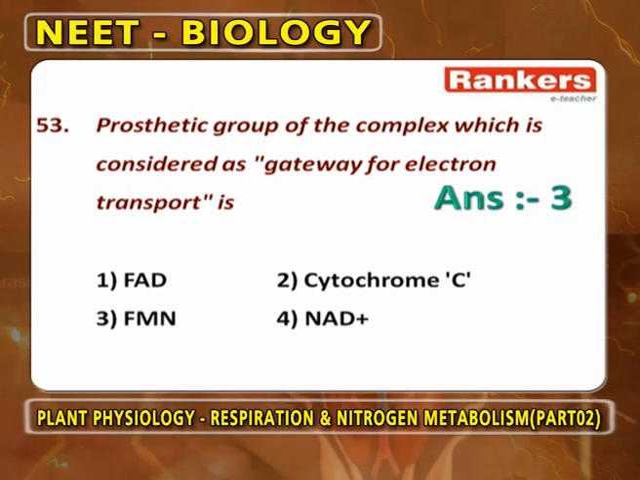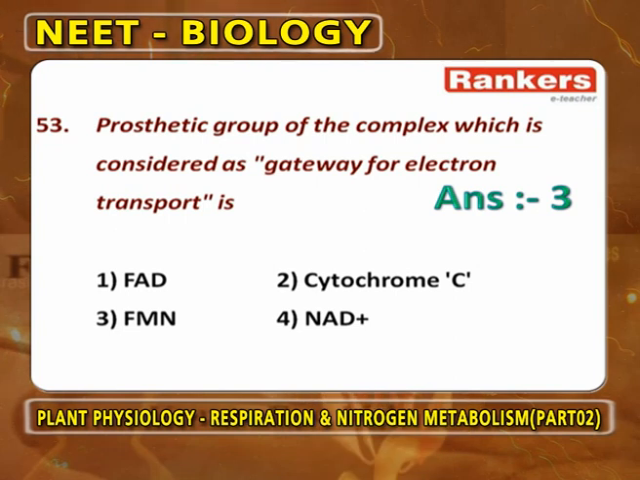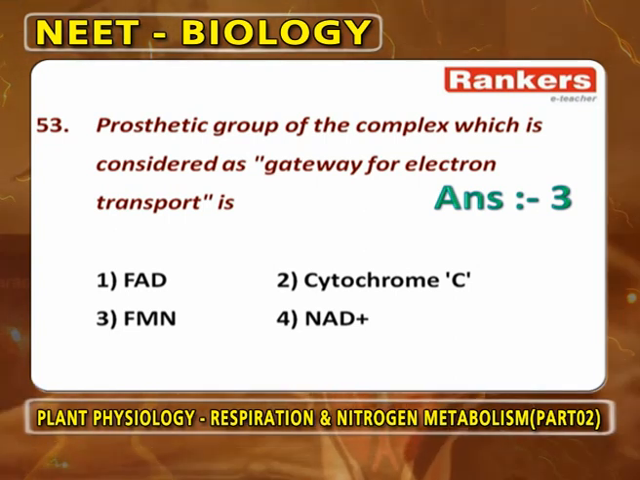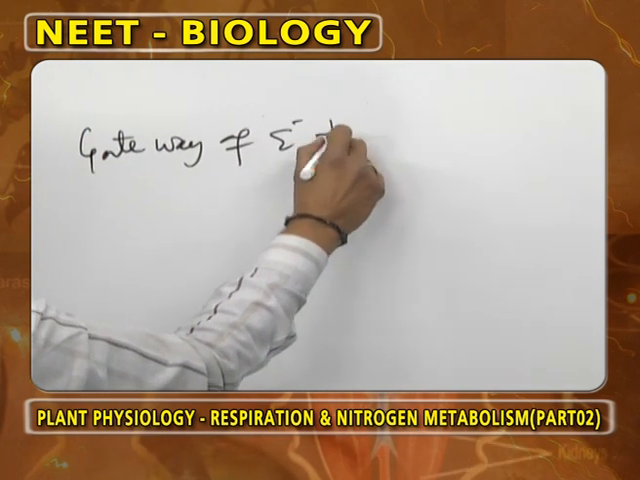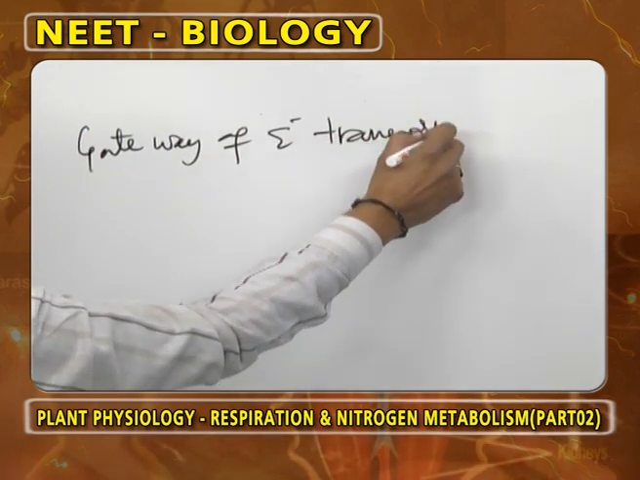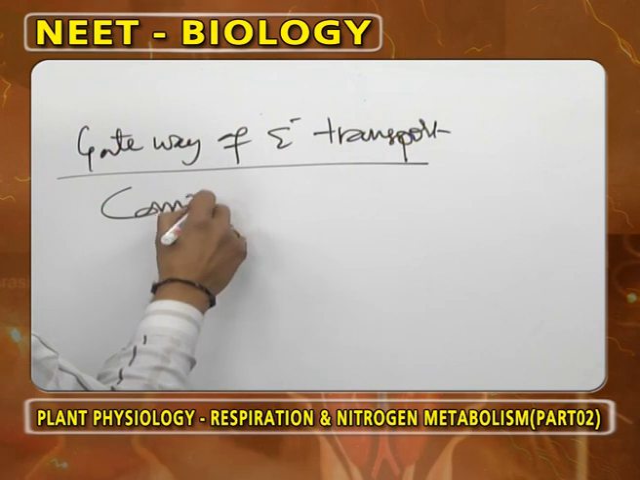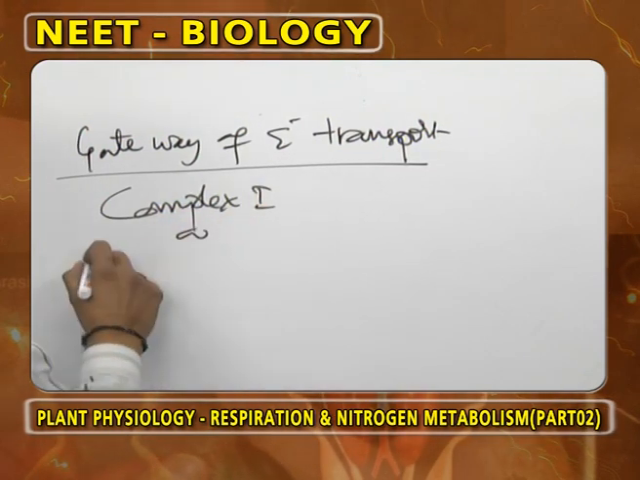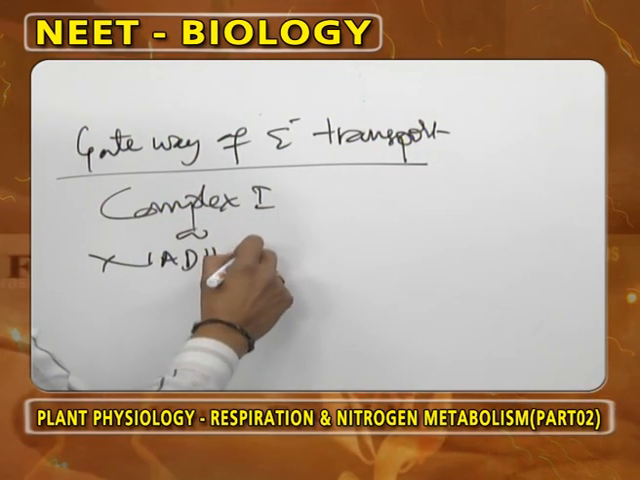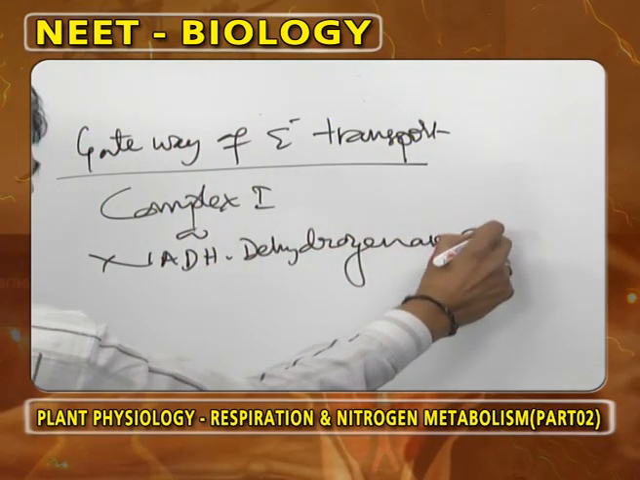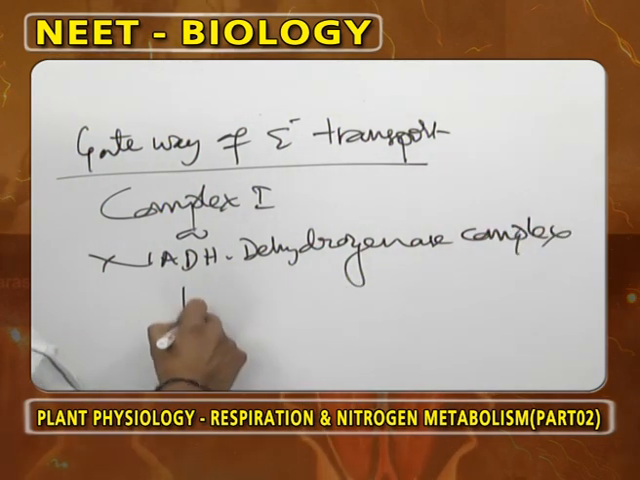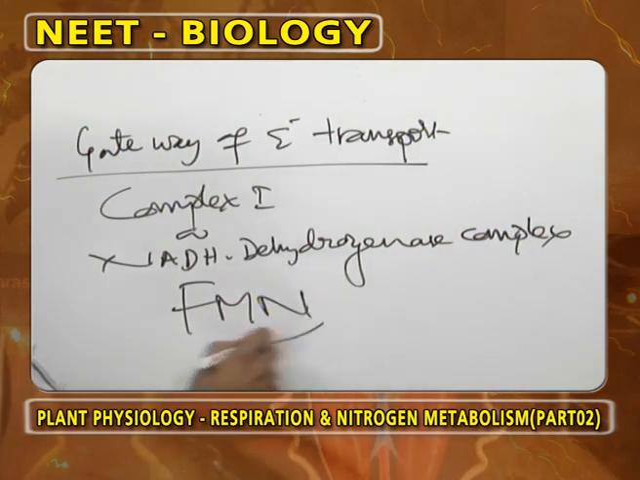Prosthetic group of the complex which is considered the gateway of electron transport. Gateway of electron transport is nothing but complex 1, the NADH dehydrogenase complex. In this, the prosthetic group is FMN.